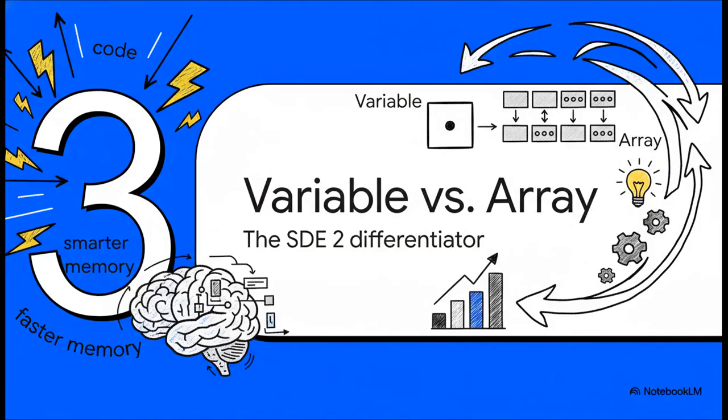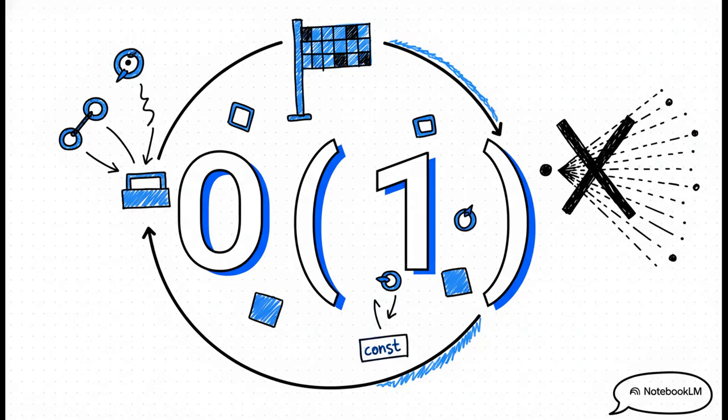Okay, now we get to the part that really separates a junior dev from a mid-level engineer. This is the SDE2 level up. It's not just about making the code faster, it's about being smarter with memory. And this is the goal, O(1), constant space complexity.